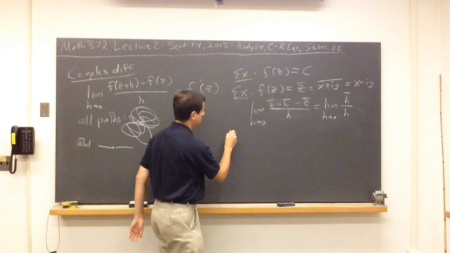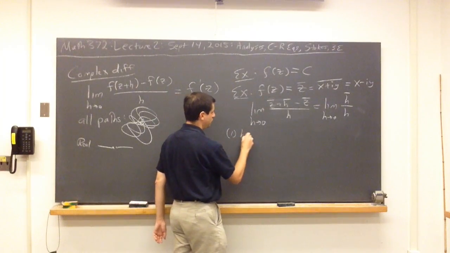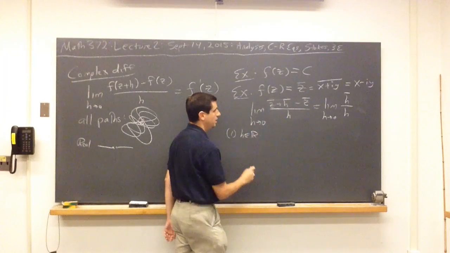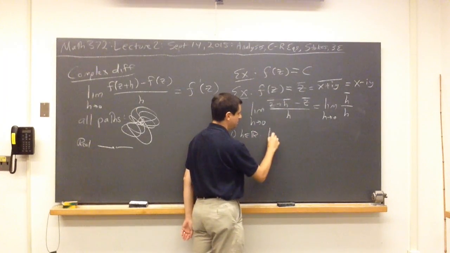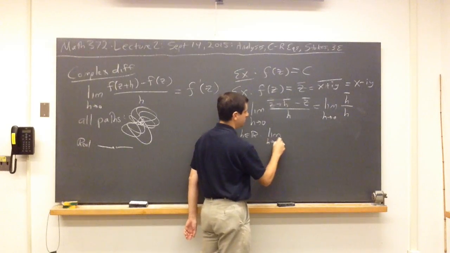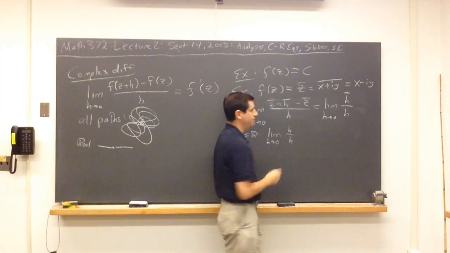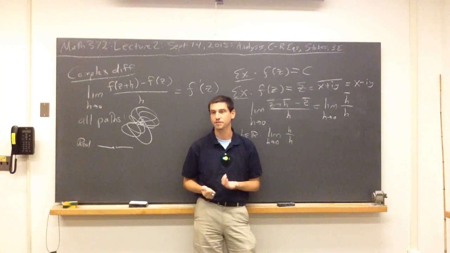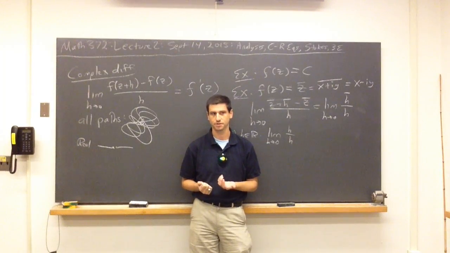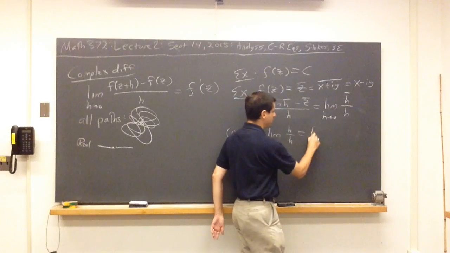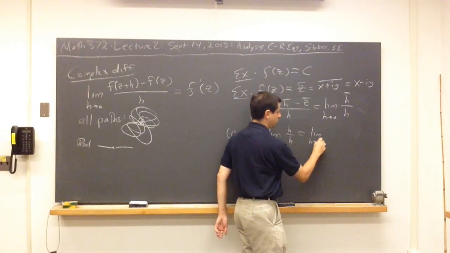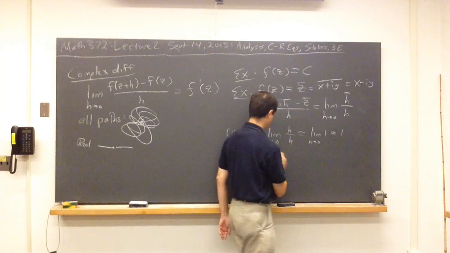So case 1, let's take h is real. And then we would get the limit as h goes to 0 of h over h, because if h is real, the complex conjugate of h is just h. And then that's now the limit as h goes to 0 of 1, and that's 1.